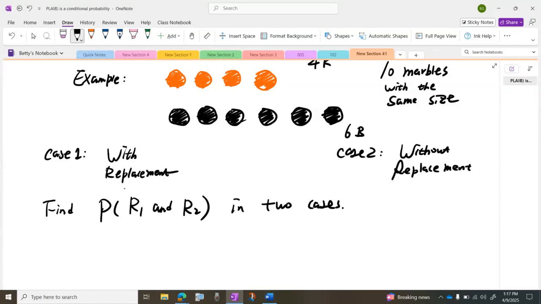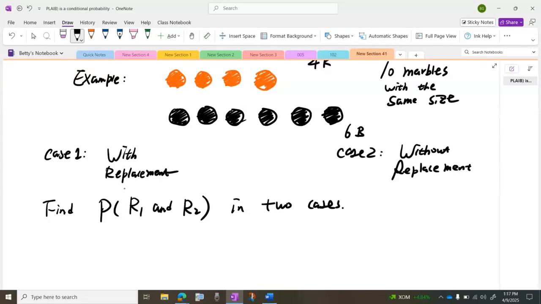So you have a bag. The experiment we are going to conduct is we draw 2 marbles from the bag. We're going to do that in 2 steps. The first step, we stick your hand in the bag and mix them so you don't know which color is which. So you just randomly pick a marble and record a color.